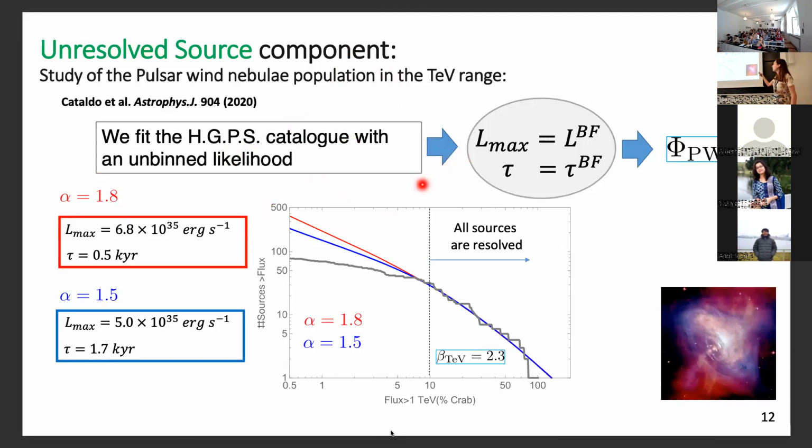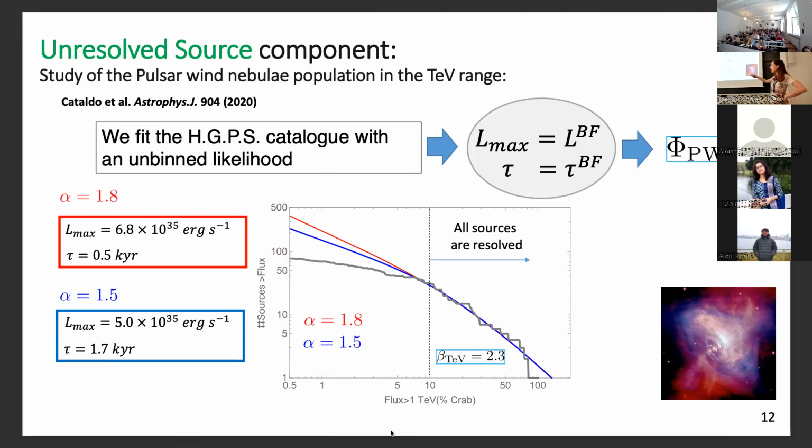And under the assumption that all the sources are pulsar powered, we were able to calculate the total flux produced by all the sources in our galaxy in the energy range 1 to 100 TeV. And here you can see the cumulative distribution of sources, where the gray line is the experimental line that comes from the detector.